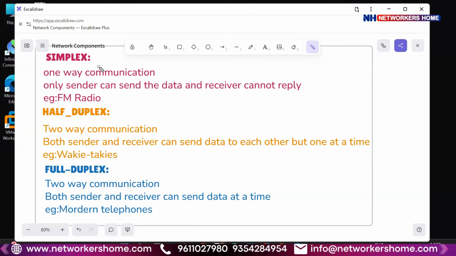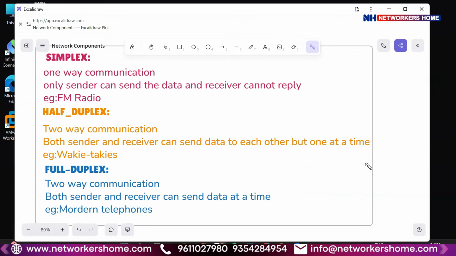For example, FM radio. You keep hearing the songs. You can change the frequency, but if you change the frequency again, you will get the same channel, right? Same thing. And then you have half duplex. Half duplex means two-way communication. The sender can send the data and the receiver can reply back, but one at a time. That is very important.